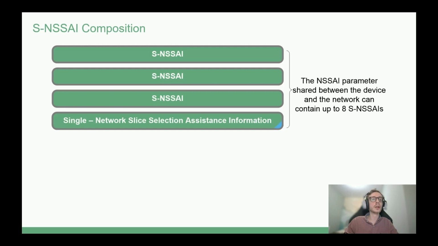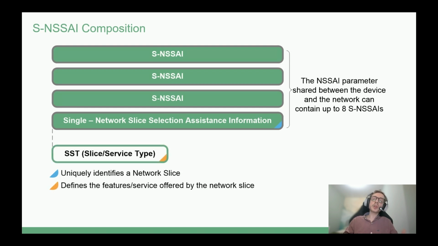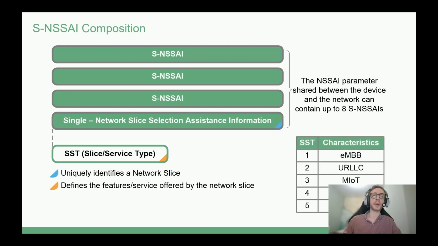So each of these different S-NSSAIs correlates to a different network slice. So what does this S-NSSAI actually comprise of? Well, as mentioned, it uniquely identifies a network slice, but we've come back to this SST that we saw previously, the slice service type. So one component of the NSSAI is the slice service type and the characteristics that it has. And I'll put a list of that on the screen now, just for memory purposes.